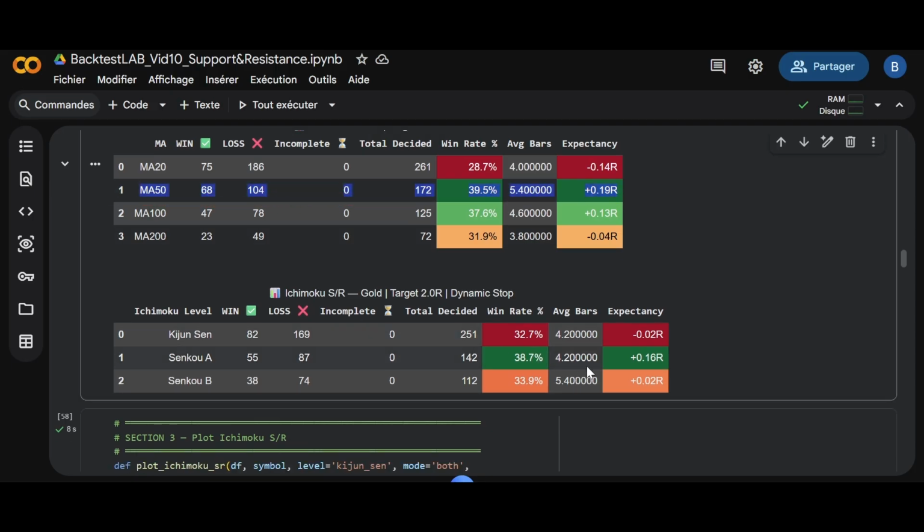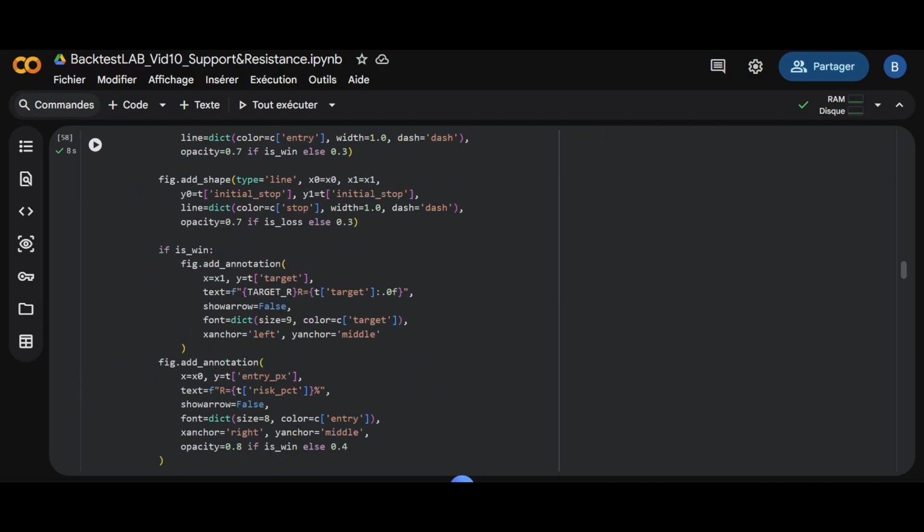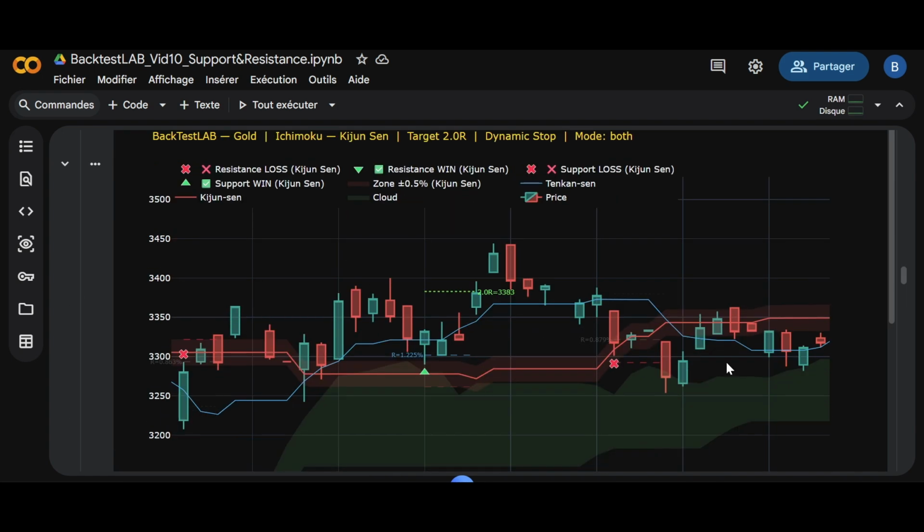And for the Ichimoku, the best result actually was when using the opening or the first level of the cloud, which is going to be Senkou Span A. However, here we had 142 trades, and still we stayed below 40%. If you want to check each signal manually, you have the plots function here, and you can see, for example, that in this specific signal we were able to use the Kijun and we hit our targets. For the next signal it wasn't the case.